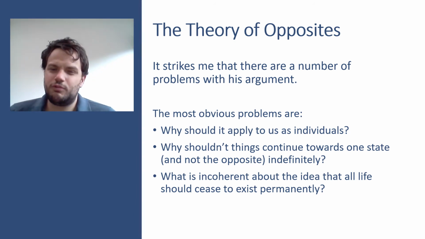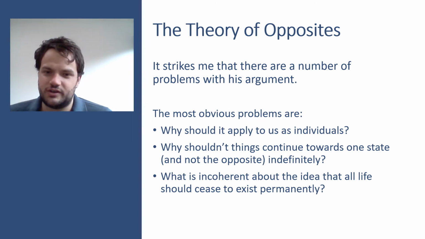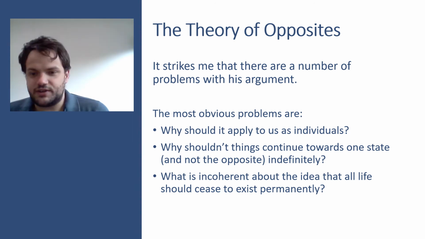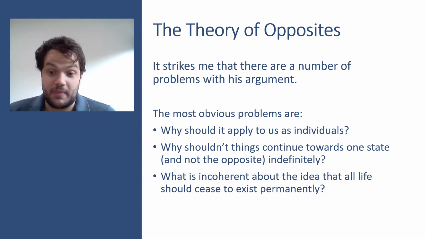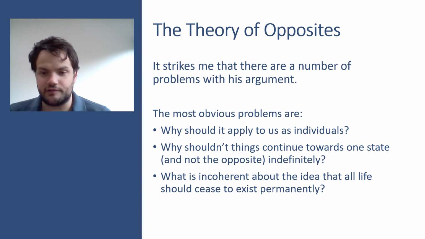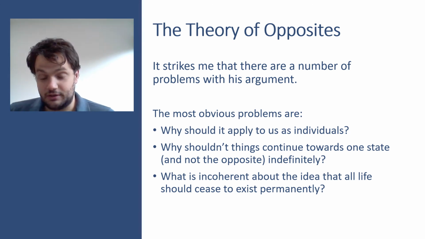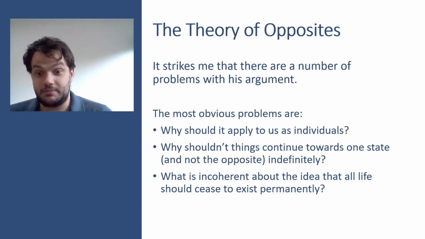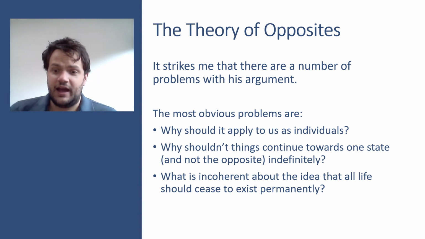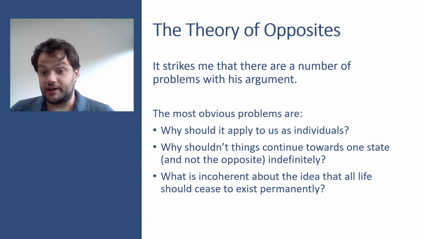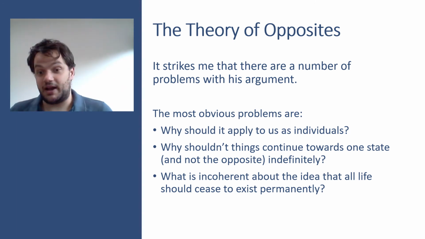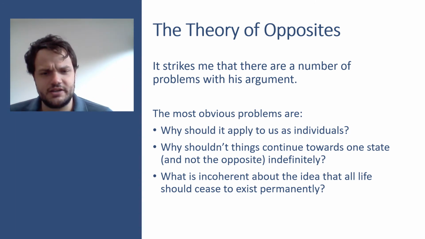Going on further, well, why shouldn't things continue towards one state and not the opposite indefinitely? There are different models of the universe, but in some of them it's expanding indefinitely. It just keeps getting bigger and bigger and bigger. Well, what's incoherent about the idea that that might be happening with everything? Or getting smaller and smaller, faster and faster, and so on and so forth. You might not even notice it if everything was getting bigger and bigger at the same rate. And therefore, if these things don't need to balance each other out, one of the steps in the argument, that life and death need to balance each other out, there's no longer any justification for that.